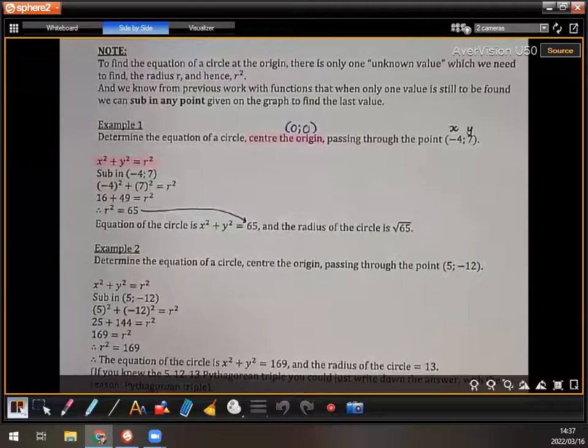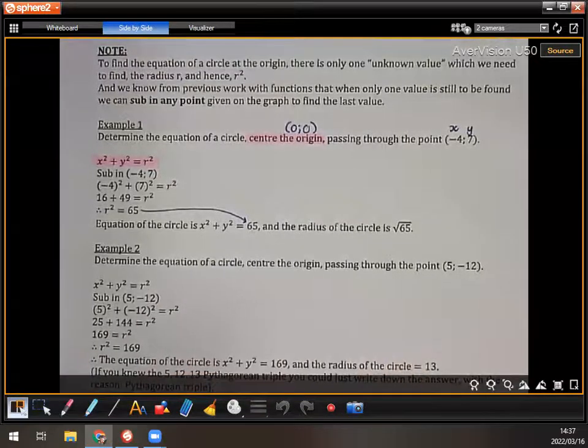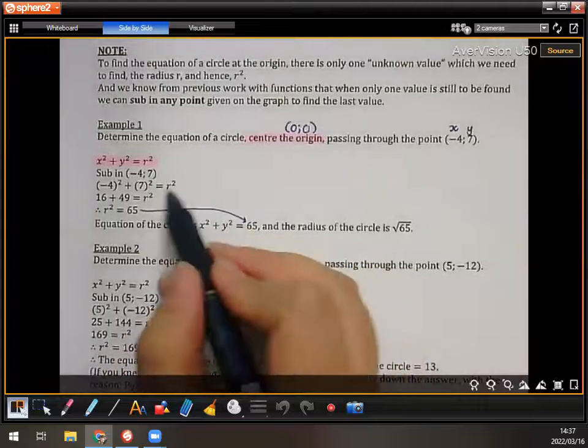You just sub in that point. You work out what r squared is. You can just type it into the calculator. All right, and then that is your equation. I hope that makes sense. Put in the x value of the point for x, the y value of the point for y, and you get the answer for r squared.